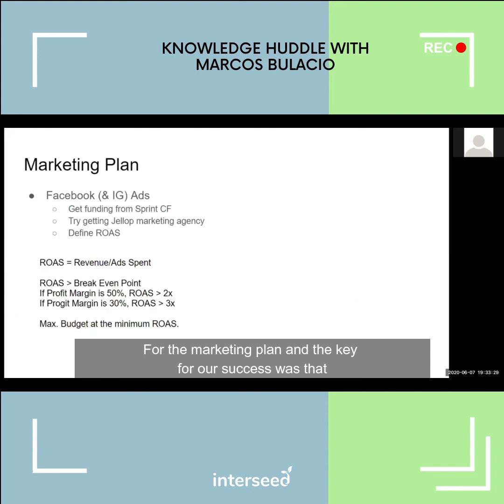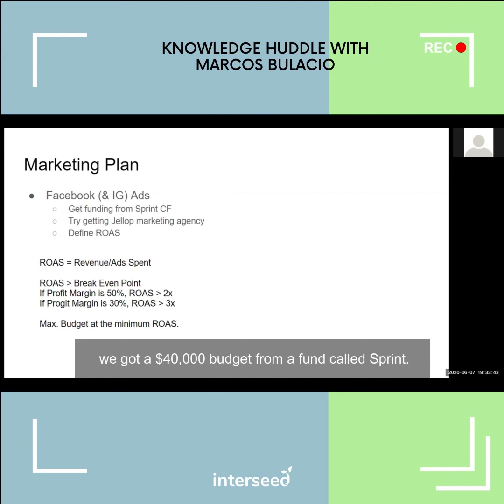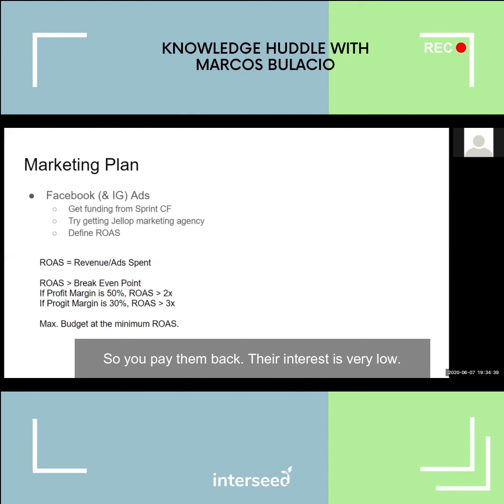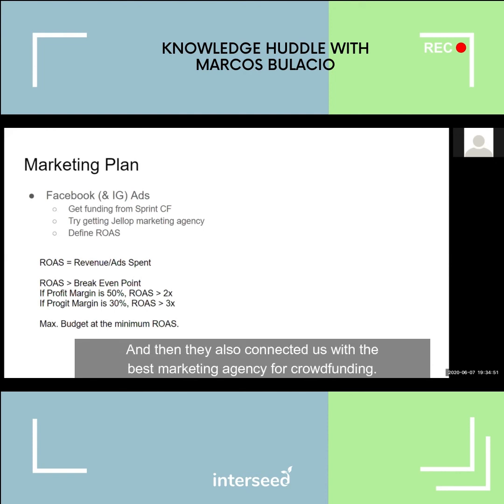For the marketing plan, the key for our success was that we got $40,000 ads budget from a fund called Sprint. Sprint lends money for Kickstarter campaigns for the marketing budget. So it's super specific. So if your campaign does well, they lend tranches of $5,000 to keep injecting more and more money into the ads budget. And then we pay them back after the campaign finishes. We get all the money from Kickstarter, so we pay them back. Their interest is very low. And then they also connected us with the best marketing agency for crowdfunding.